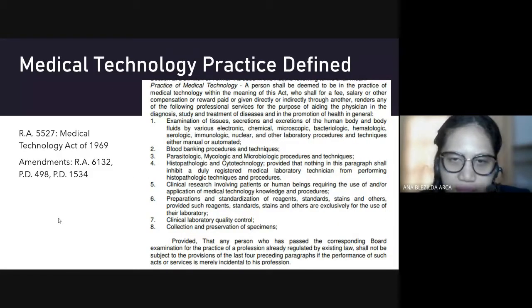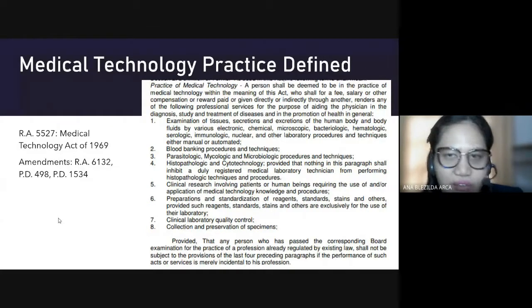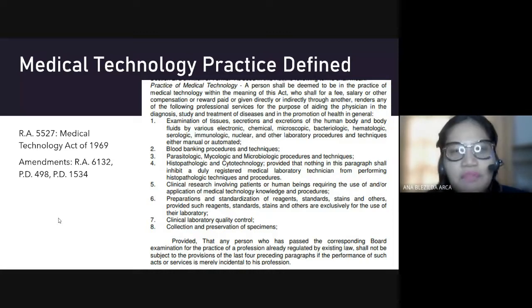So, based on RA 5527, that is the law that will define the practice of medical technology. Sabi dito, that is a person shall be deemed to be in the practice of medical technology within the meaning of this act, who shall be paid a fee. Okay? So binabayaran ka, there's a fee, a salary, or a compensation or reward paid or given directly or indirectly through another. So sa ngayon, ang salary natin hindi na siya tulad ng dati.